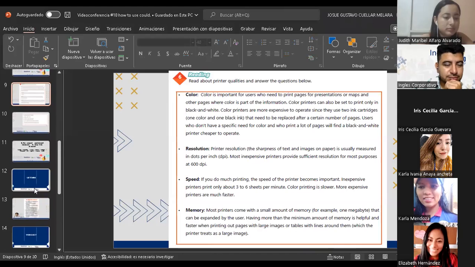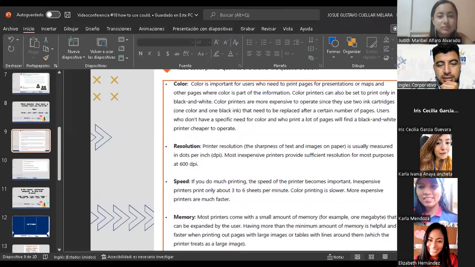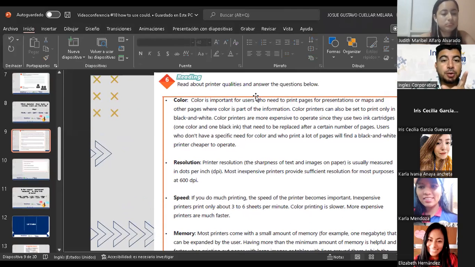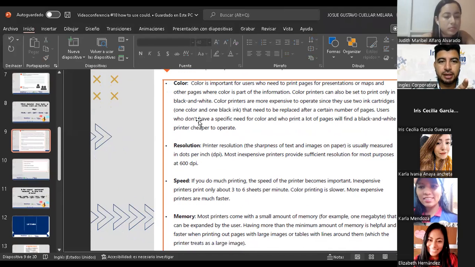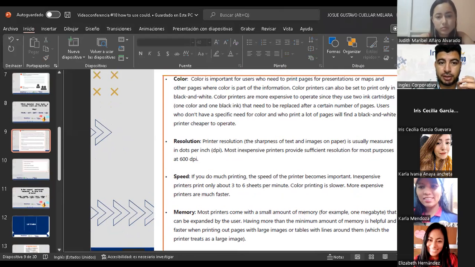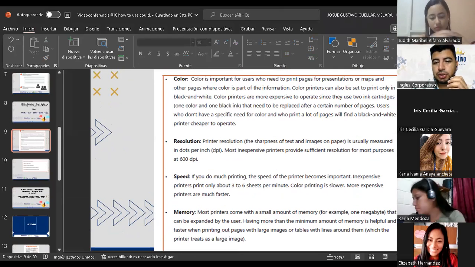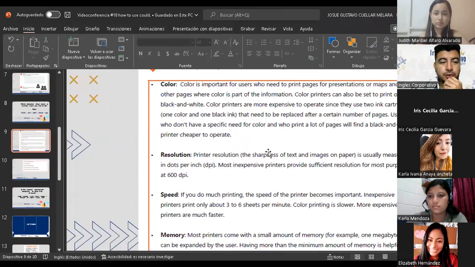Okay, we continue now with this. Bueno, vamos a avanzar. 50 minutos para que sean felices. Okay, let me see. Here we have this. Read about printer qualities and answer the questions below. Tenemos las características de una impresora. Okay. Here we have color, resolution, speed, and memory. I'm going to show you which parts of this text you're going to read.